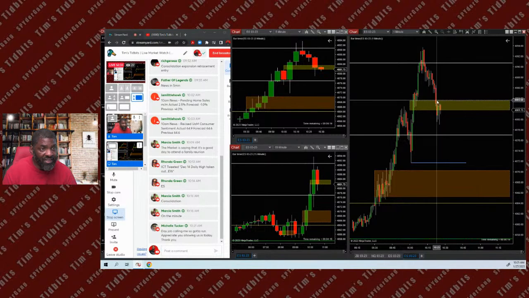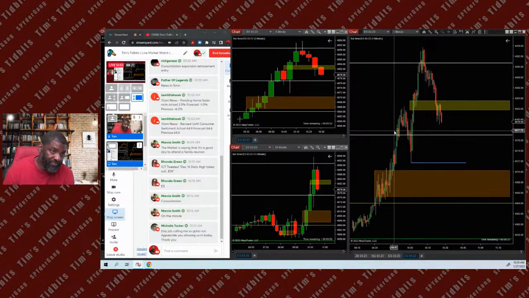If that fair value gap does its job, I'm looking for it to come down. But don't forget, I said this is the last line of defense for the bullish case. Setting this fair value gap right here on the 1 minute, and thus far, it is doing its job.